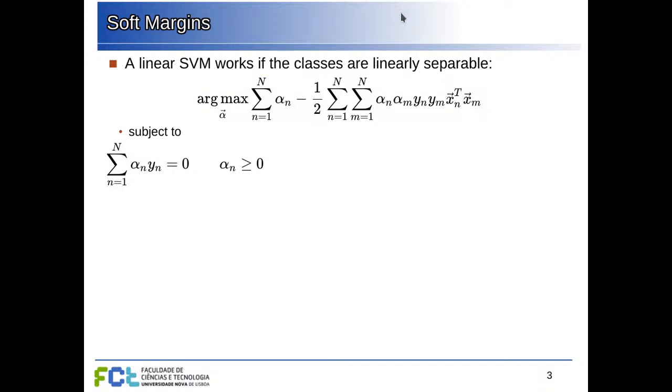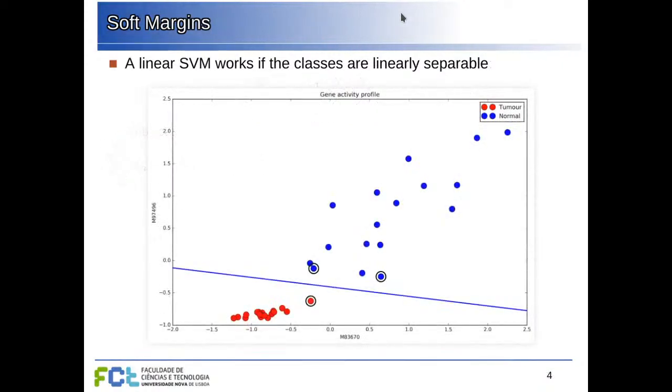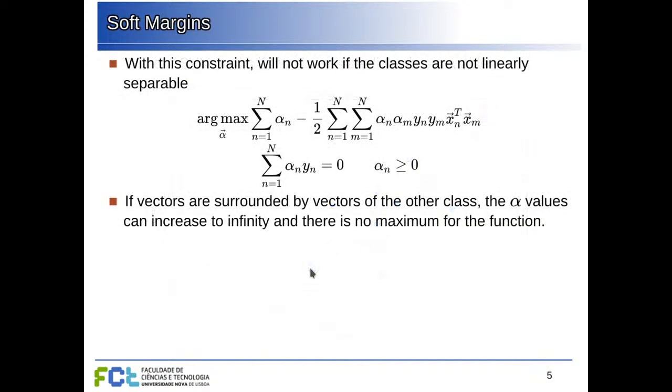So this works if the classes are linearly separable. If you have something like this, we can identify these support vectors that have alpha values greater than 0, and these determine where the discriminant must be. But if the classes are not linearly separable, we have a problem.